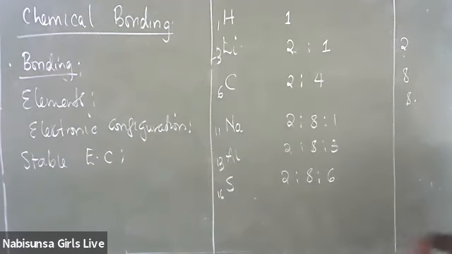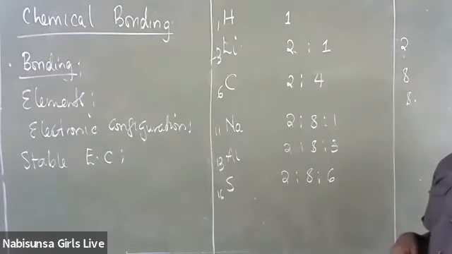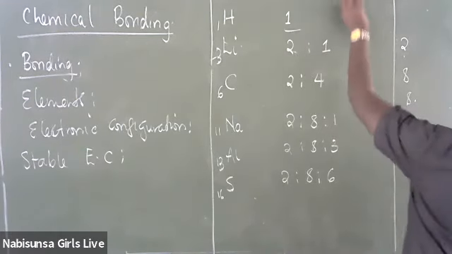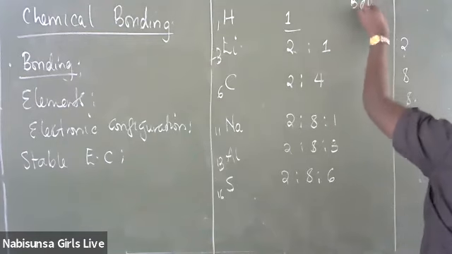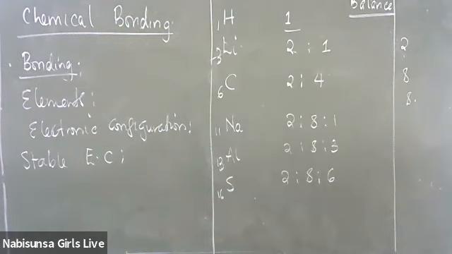Look at the first element here, hydrogen. Hydrogen has only 1, but this first energy level is meant to carry a maximum of 2. So hydrogen needs a balance. How many extra electrons do I need to make this hydrogen comfortable? Since the first one must take 2, this one requires a balance of 1.